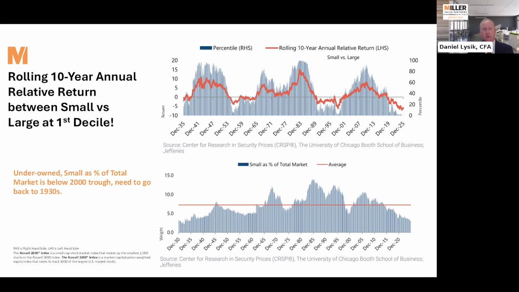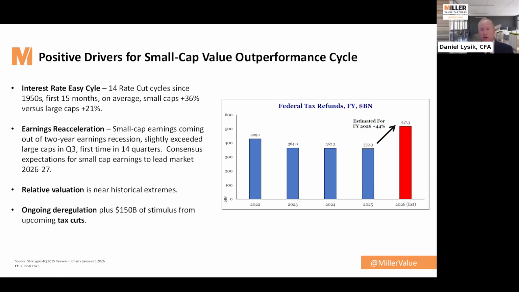On the next slide, we highlight what we're seeing, which is growing positive drivers for a meaningful small cap outperformance cycle. We highlighted earlier on this call that if you go back and look at interest rates going back to the 1950s, there's been 14 interest rate easing cycles. We're currently in the midst of one. Large caps tend to lead early on. However, after about 150 basis points of cuts, or around 12 months from the start of the interest rate easing cycle, small caps have historically outperformed. 15 months after, if you go back and look at those 14 occurrences, small caps on average were up over 35% versus 21% for large caps.